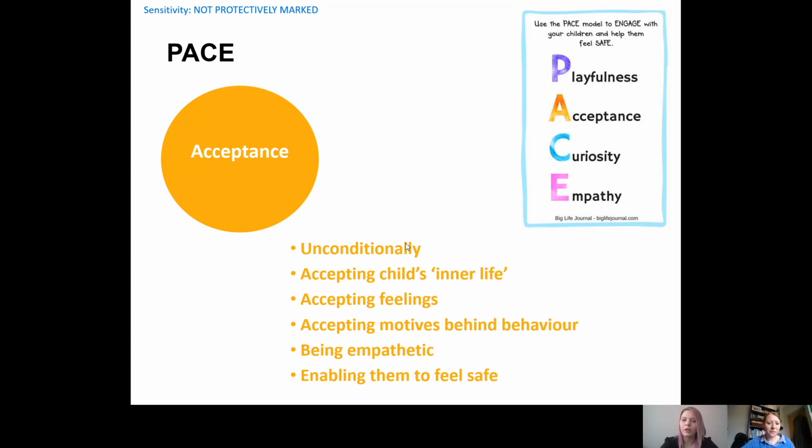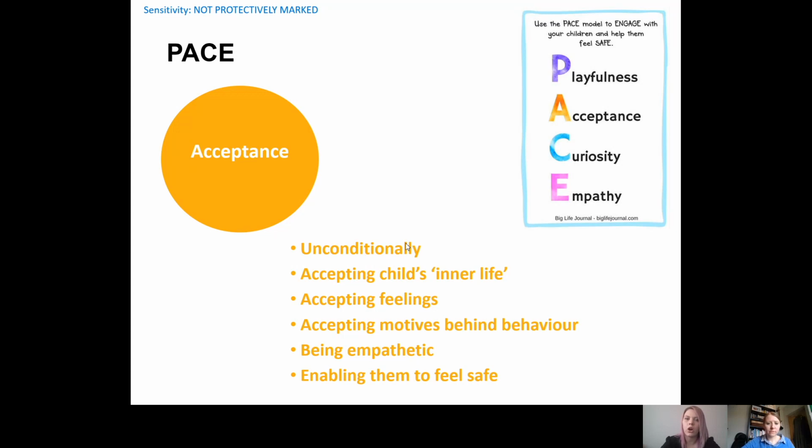So the next part of PACE is the A, which is for acceptance, and this is about accepting the child unconditionally without judgment, because that's going to help them to feel safe and secure and have that loving, trusting relationship that Elaine was just talking about building through play. It's about accepting their feelings and emotions, their wishes, their motivations, including their behaviour.